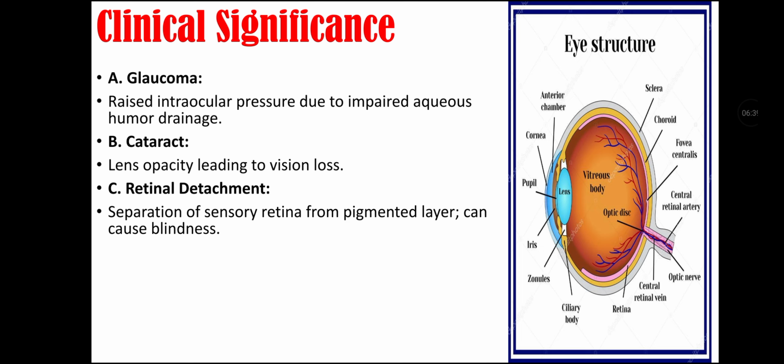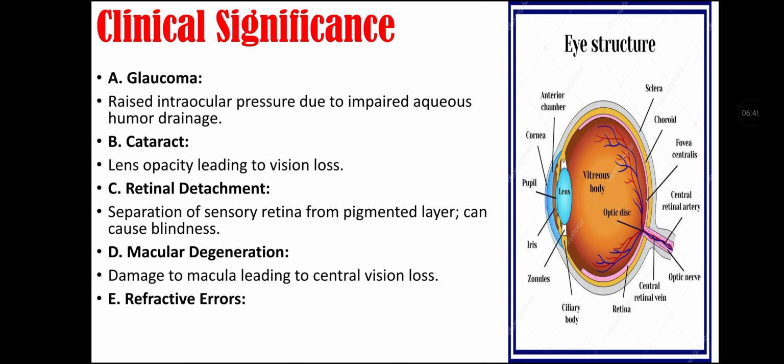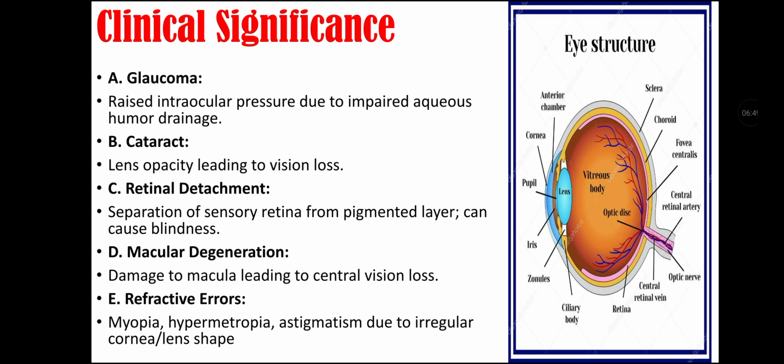Fourth significance is macular degeneration. It is damage to macula that leads to central vision loss. Fifth significance is refractive errors that include myopia, hypermetropia, astigmatism, and it is due to irregular cornea or lens shape.